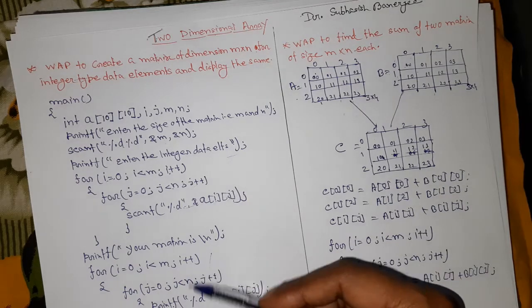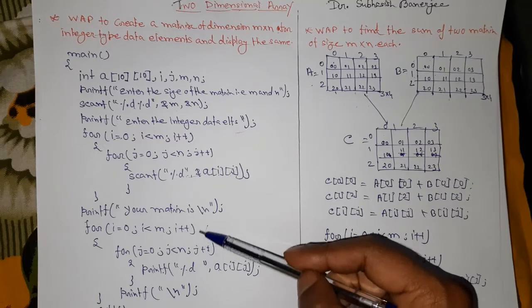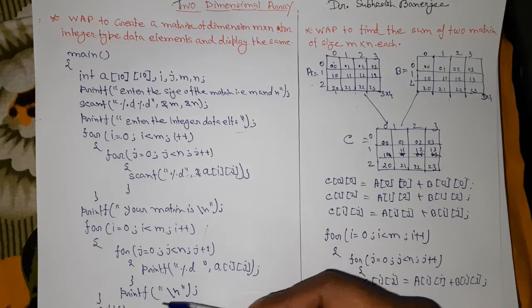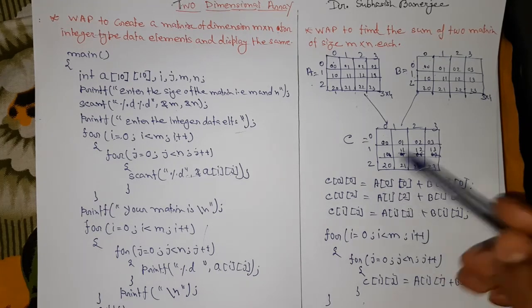For displaying purposes, we can use a similar type of loop. Then I need two loops for the ith row and jth column, then for displaying the C ij value. So this way we can display your resultant matrix Cij. Now it is your assignment to complete this program.